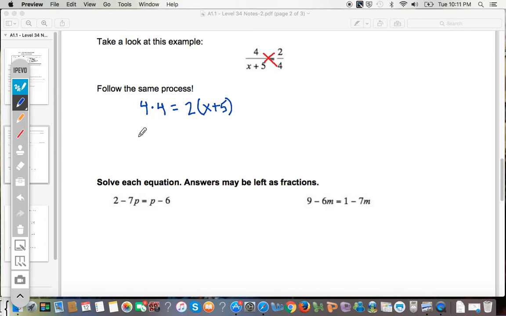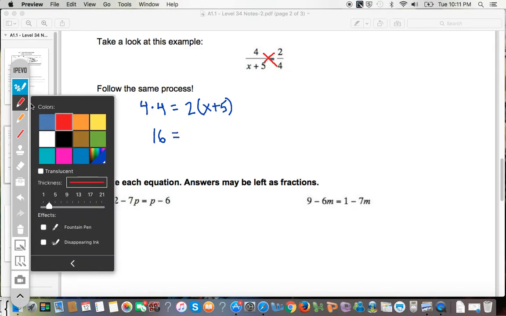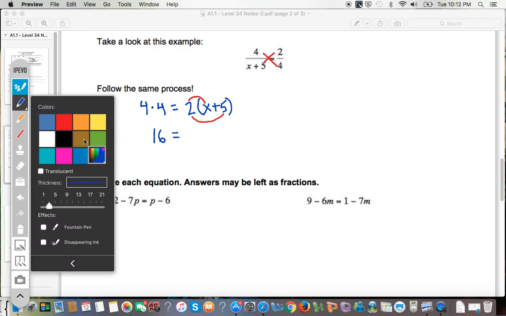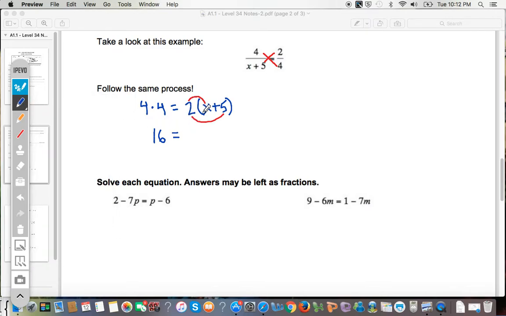Great, so now I'm just going to simplify. So what's 4 times 4? 16 equals... good thing we just learned how to do this. We are going to use the distributive property to simplify this. So I'll draw my lines. 2 times x and 2 times 5. So 2 times x is 2x plus 2 times 5, which is 10.